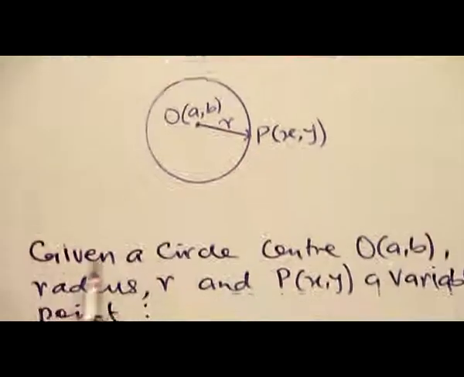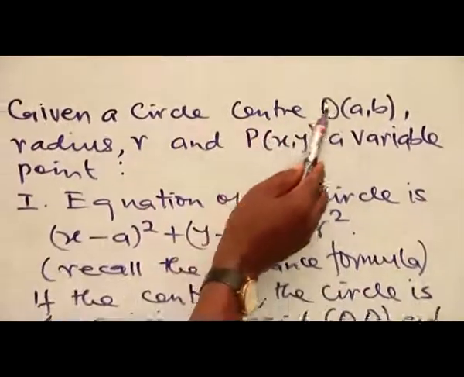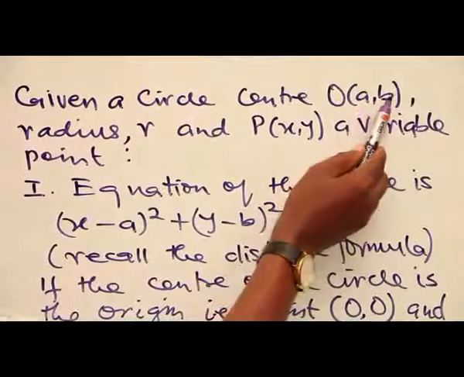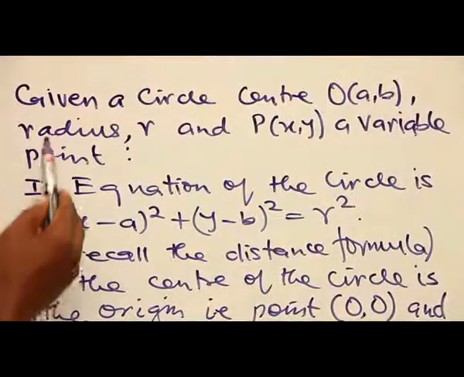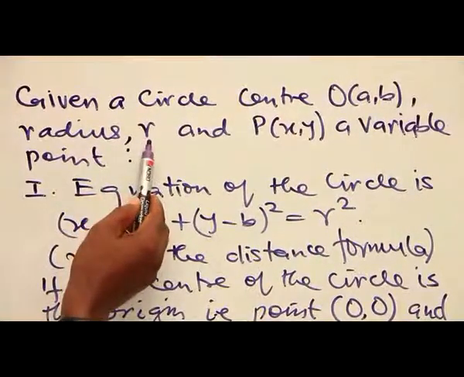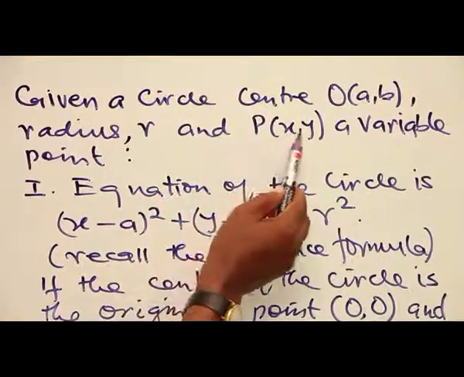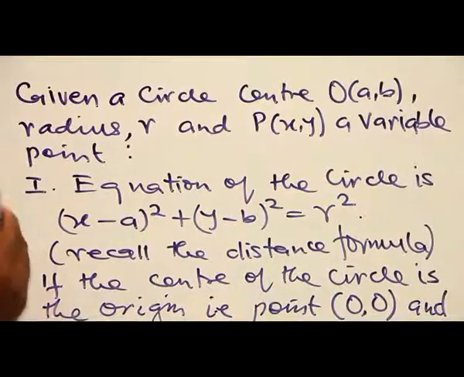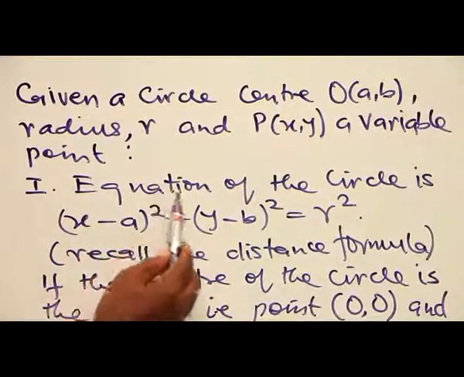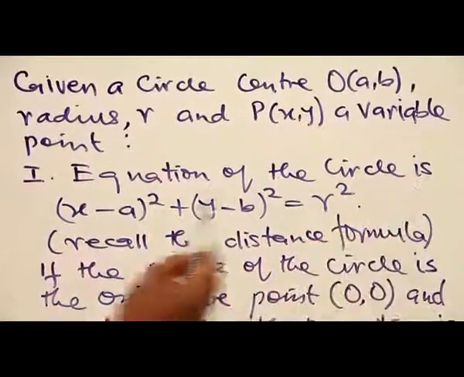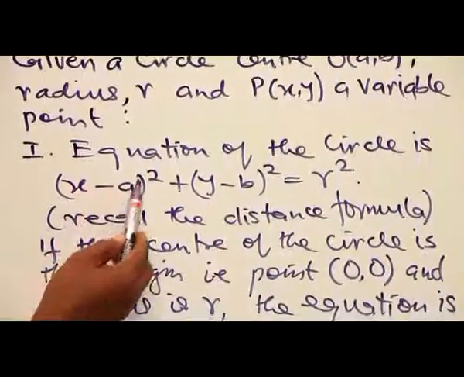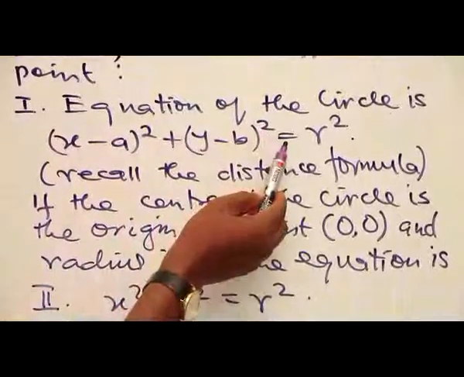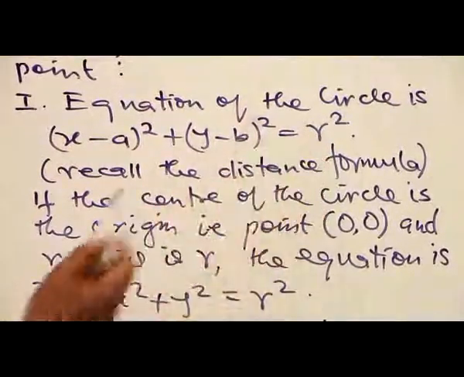So, given a circle, center point O with coordinates A and B, the radius R, and P, S, Y, a variable point. One, the equation of the circle is S minus A squared plus Y minus B squared equal to R squared.